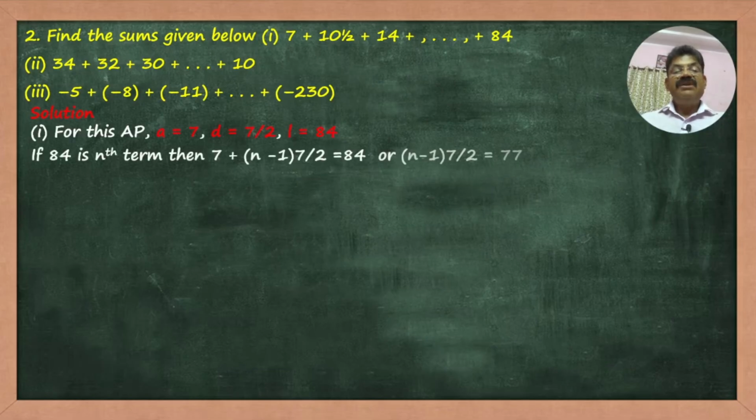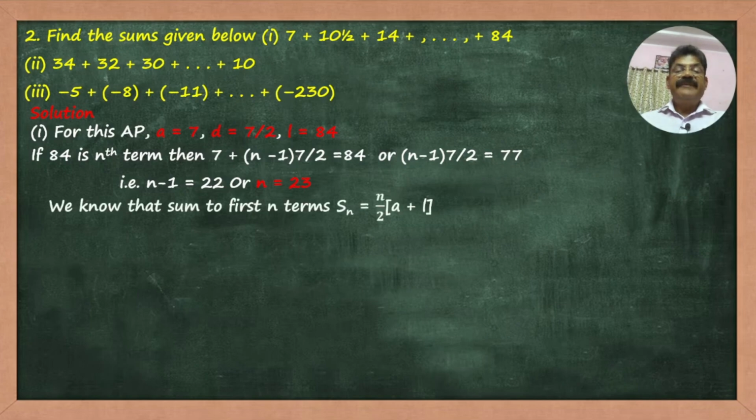For this arithmetic progression, a is equal to 7, d is equal to 7 by 2, and l is equal to 84. So the last term is given. Only when you know the value of n, you can find the sum. So you assume that there are n terms in the arithmetic progression. Therefore, nth term is 84. So if you use the formula, you get 84 is equal to 7 plus n minus 1 into 7 by 2. Therefore, n minus 1 is equal to 22 or n is equal to 23.